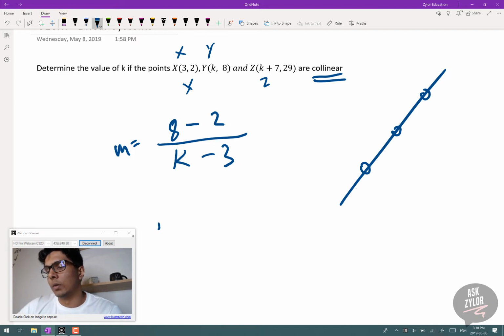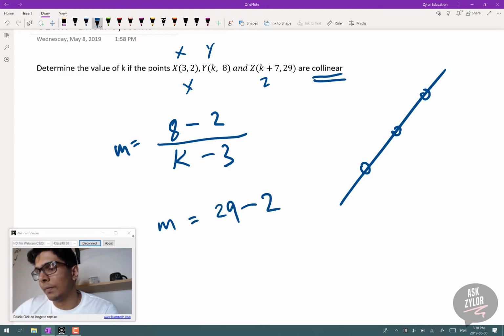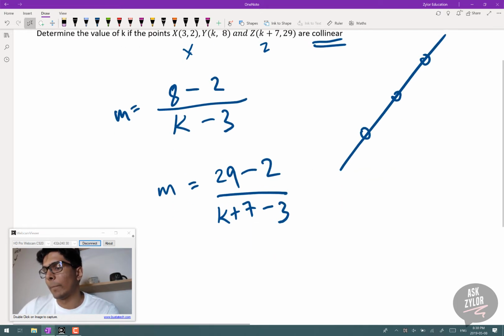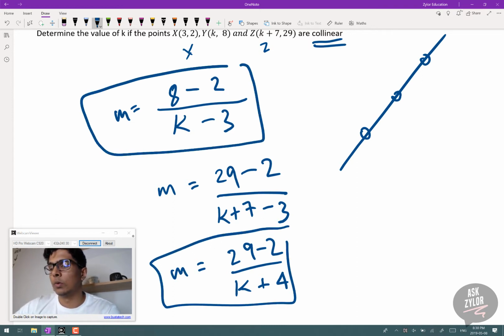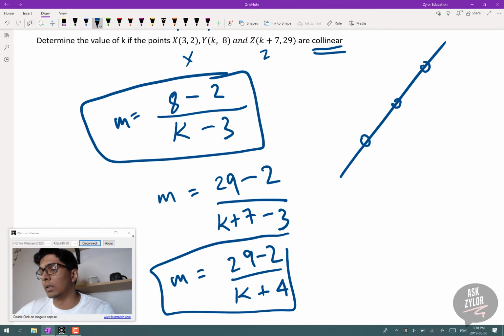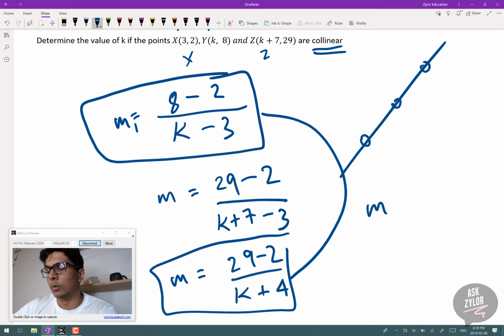Okay, so let's find the slope for the x and z now. So it's going to be 29 minus 2, over k plus 7 minus 3, which I can simplify to 29 minus 2 over k plus 4. The reason we found the slope is because the 3 points are collinear, meaning they're in the same line. So that means the slope from these 3 points has to be the same. Let's call this slope 1 and slope 2, so slope 1 has to equal slope 2.